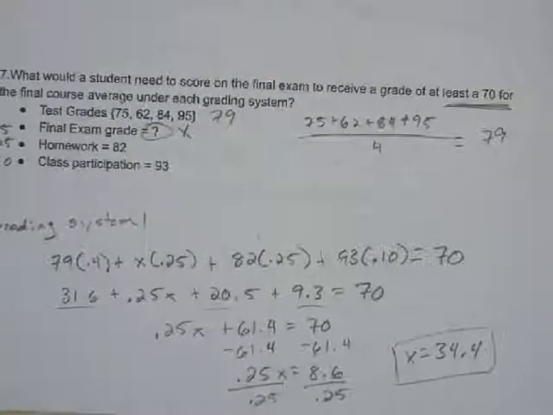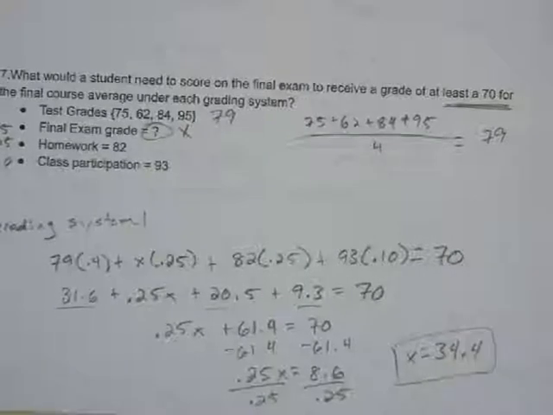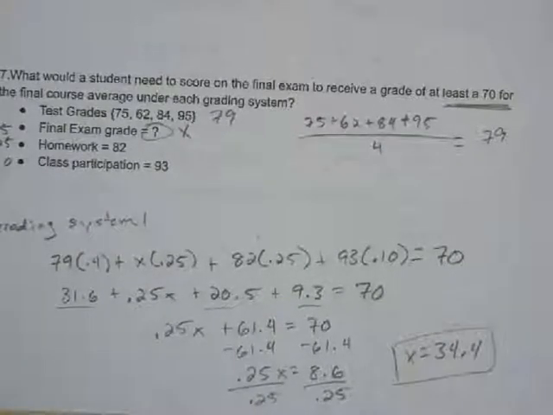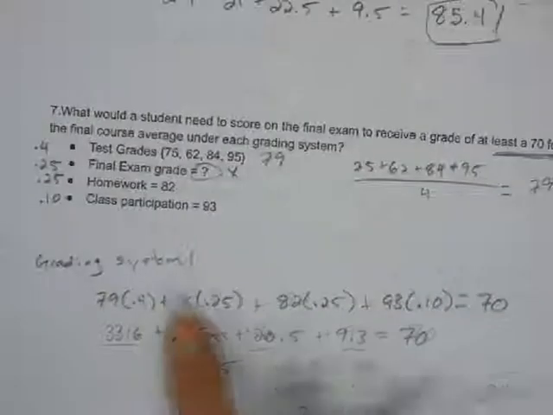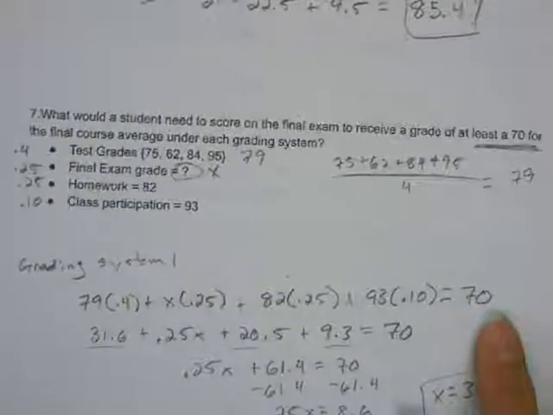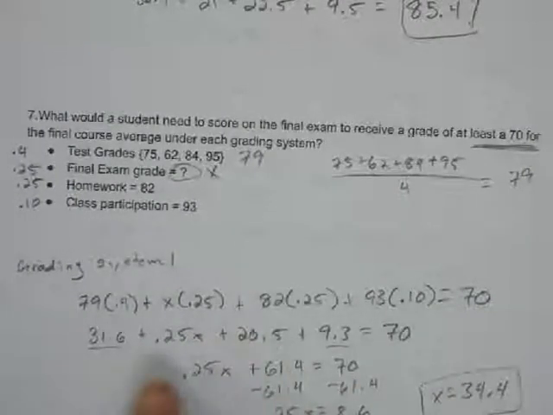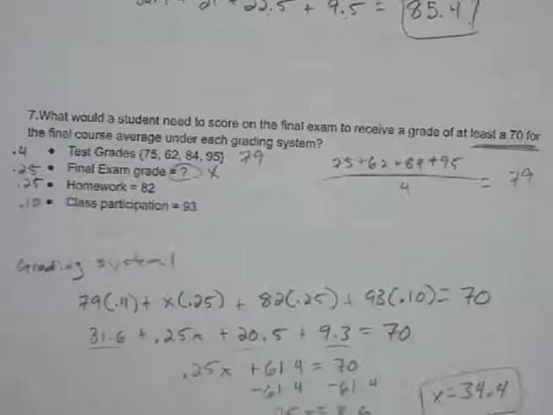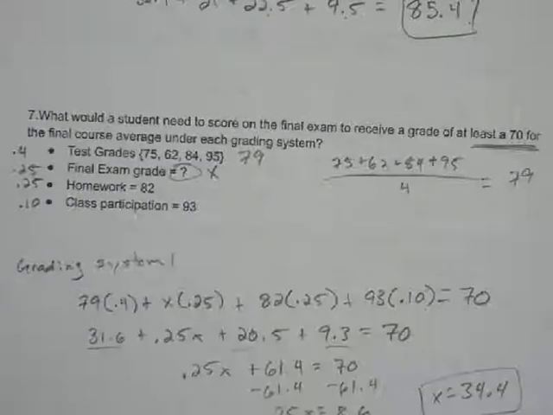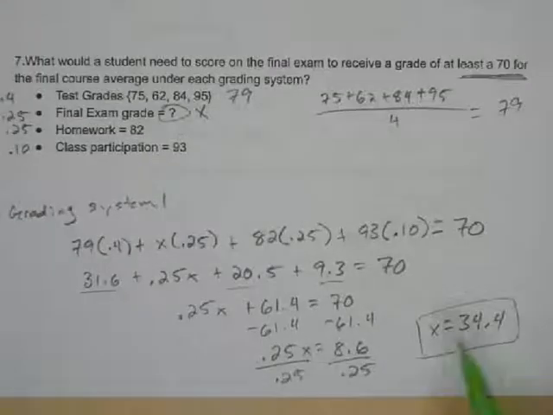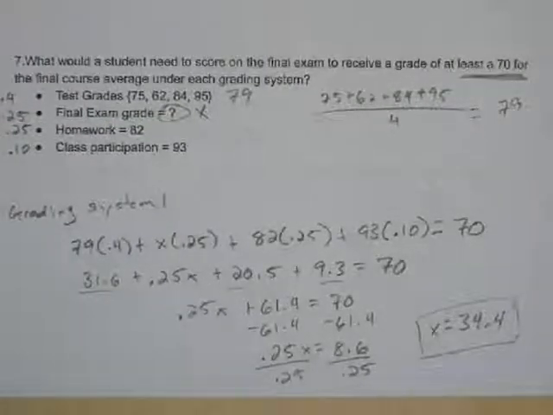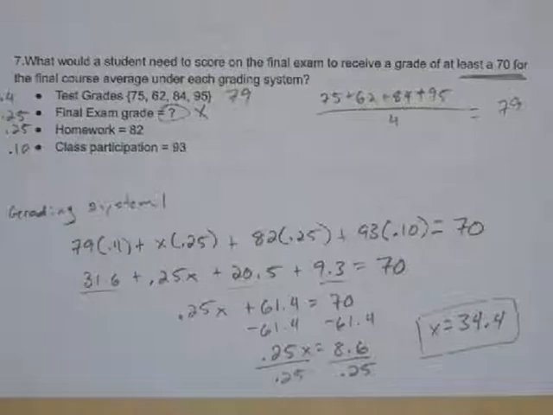You're going to get over a 70. You score 33, you do not get a 70. You score 34, you do not get a 70, right? So to get at least a 70, you need that 34.4. So that's how you figure out what your final exam needs to be. Just put a variable in for that one, set it equal to the grade you want to get, and then calculate the rest. Take all the points you know, add them all up, subtract them to the other side, divide by whatever the weight of that final exam was, and that's how you end up at your final answer. You could do the same thing for the other one. So that's what you need to know from final average.